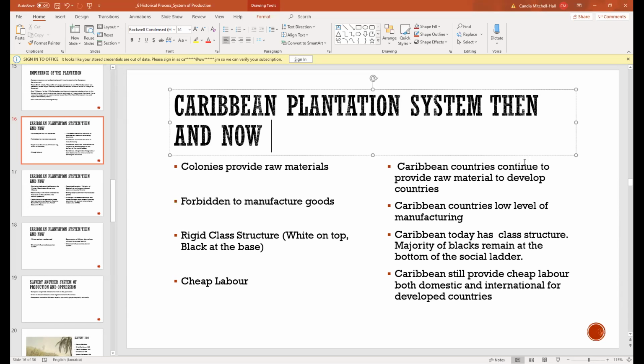I agree as well. In terms of the class system, it's not as rigid as it was back then. It's more subtle, especially in countries like Trinidad, where you have the Indians and the blacks. That's good. Very good point about the class system that still remains in the Caribbean. Any other point?